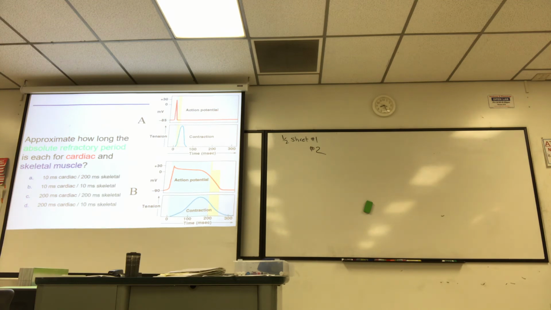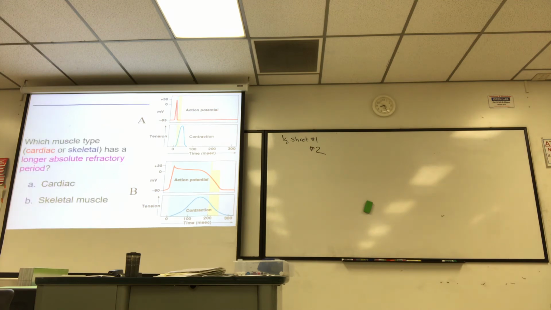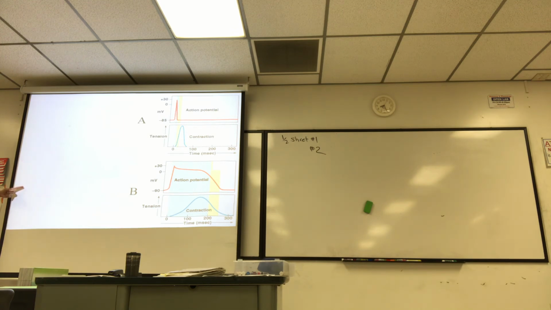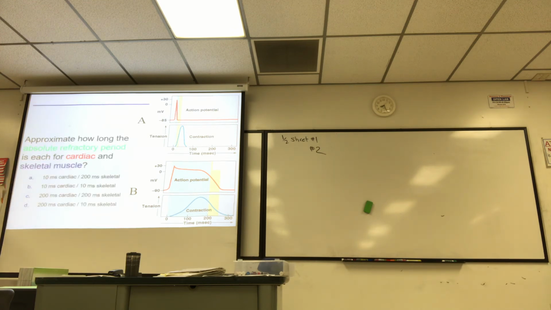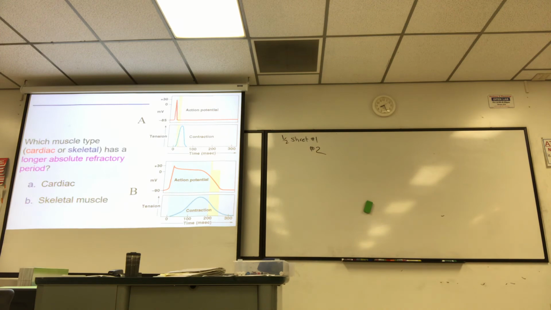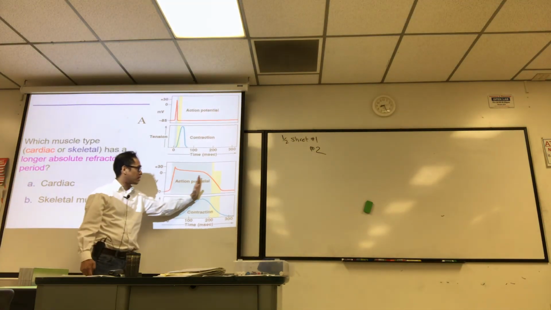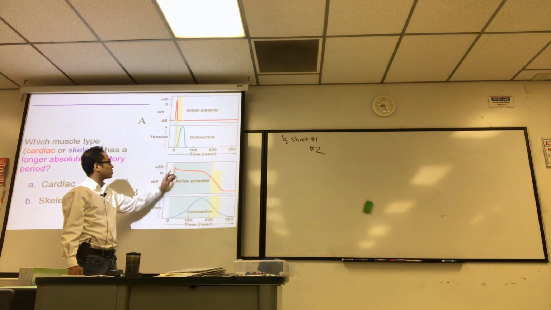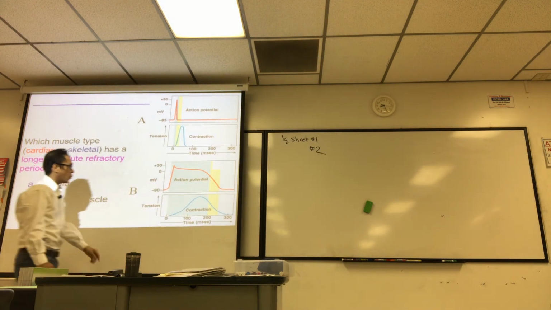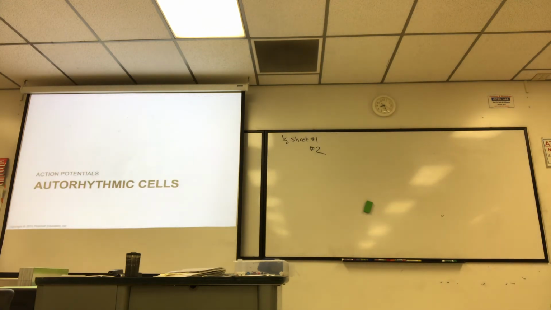All right, so for this one, if you got that previous one right, don't answer this on your half sheet. But what would you put for this one? Which has a longer absolute refractory period? Yeah, cardiac is correct. So if you know that now, you probably answered this one correctly. So I'll check it out later. They put this little green shade to illustrate refractory period is much longer here than up there. That's the whole point of this part of the lecture, to understand that.